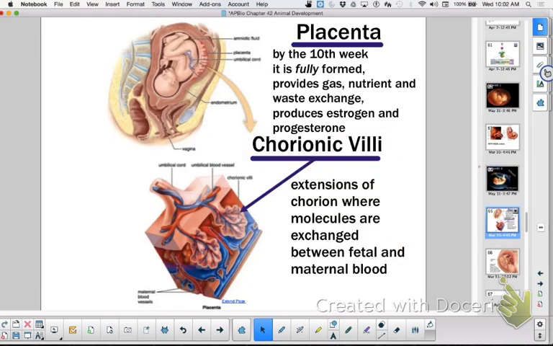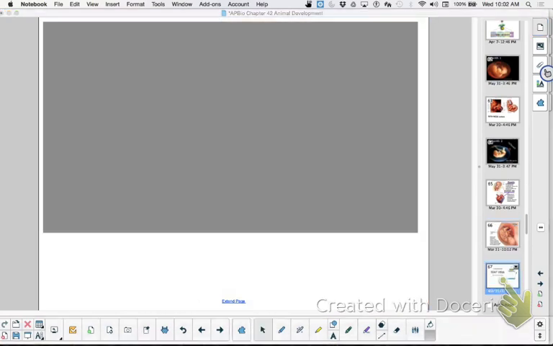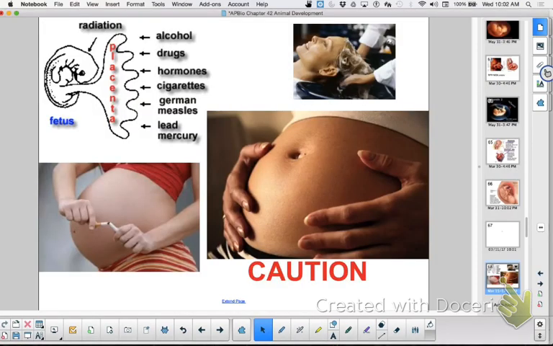Placenta in the 10th week, and the chorion is that outer membrane, so it's the chorionic villi, and you have countercurrent exchange there. And anything the mother has in her body is going to cross that placenta and go into the baby. So if the mom smokes crack, the baby smokes crack, right? Everything crosses through the placenta. So you want to be very careful what you expose. Any of these things here, you're going to expose your baby to.